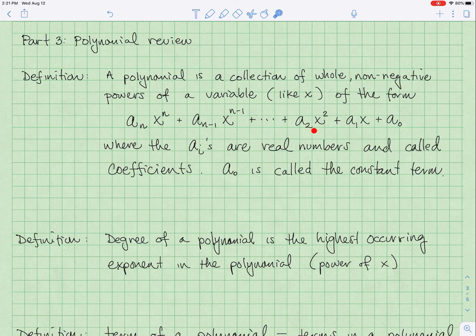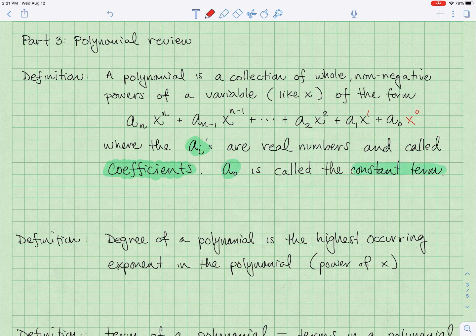and this continues on until you get the coefficient that goes with x squared plus the coefficient that goes with, and I'll just put this in here, x to the first power, and then the coefficient that goes with x to the 0 power, which is 1. And so where the a sub i's, that's all these different coefficients, so it's just referring to all of these. All of these a sub i's are real numbers, and they're called coefficients. So that's actually a vocabulary word. The a sub i's are coefficients. And a naught, that one on the end that actually has 0 powers of x, is called the constant term. So a naught is the constant term.